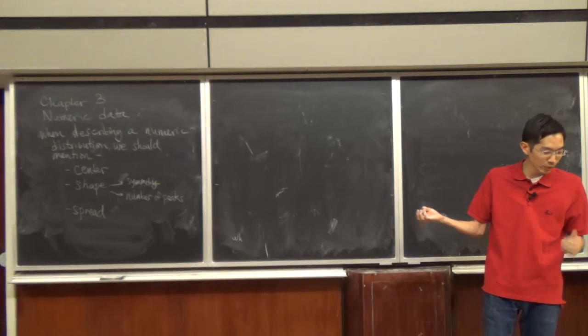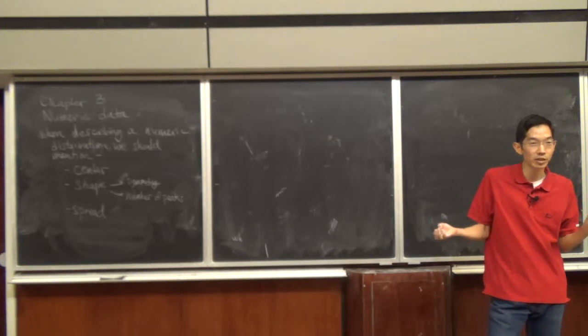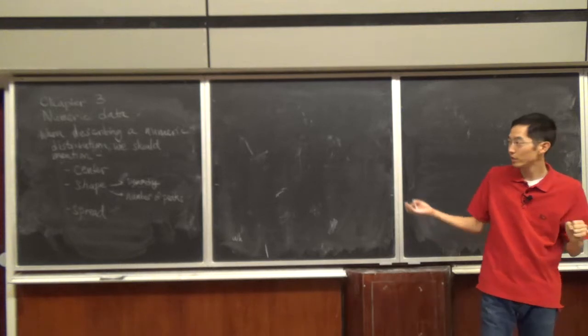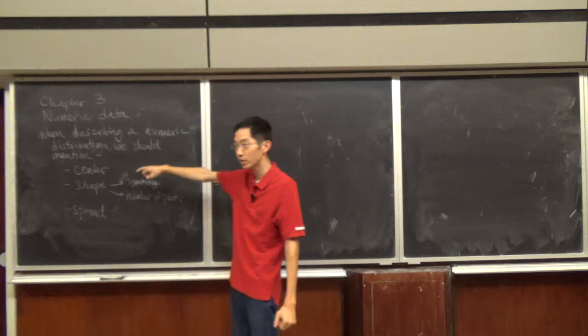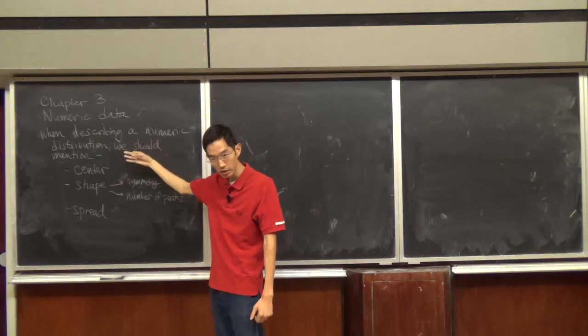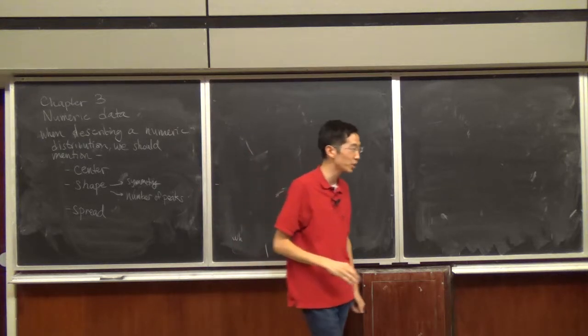Okay. But it's important to also keep in mind that these are just summaries. They do not give us the entire picture. If somebody just tells you the mean, or gives you one of the summary numbers for center, it gives you an idea of what the data might look like, but it doesn't give you the entire picture.